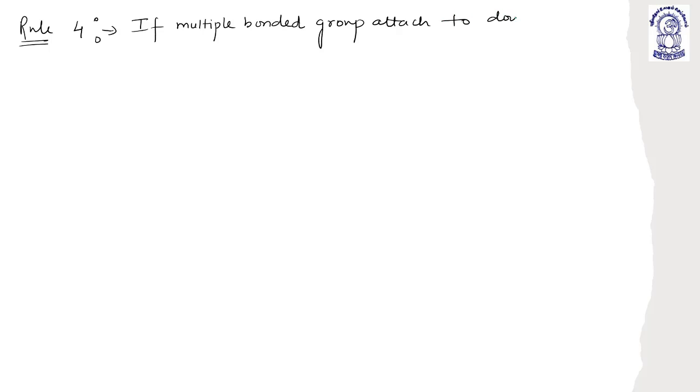Now, rule number 4. If multiple bonded groups are attached to the double bonded carbon, then they are considered in the following manner.